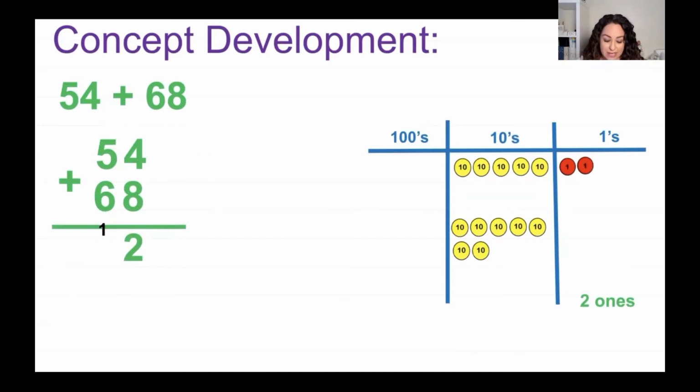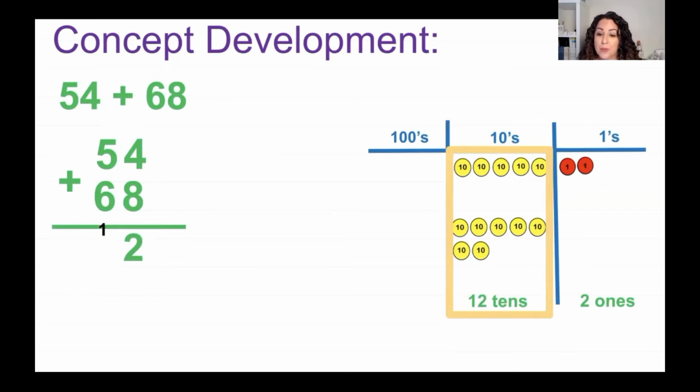So now that I have my 2 ones and my 1 ten, we're ready to move on to the tens. So let's go ahead and count up our tens. I have 5, 10, 11, 12. I have 12 tens. So let's ask ourselves that question again. Can we make a new bundle? And the answer is yes, we can make a new bundle.